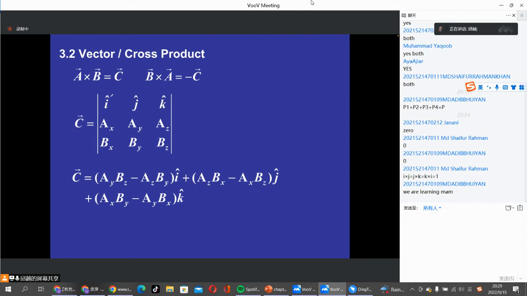Here, for the i component, for the x component, we have the cross product. We have cross, right? This word cross. So we need to cross it. First, AY and BZ, cross: AYBZ minus AZBY. This means cross.